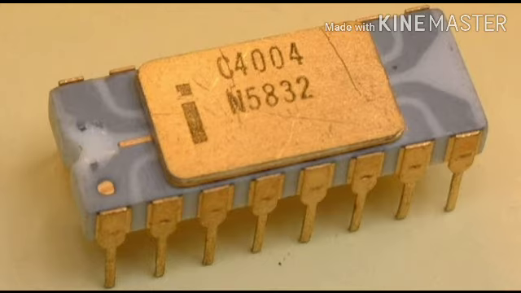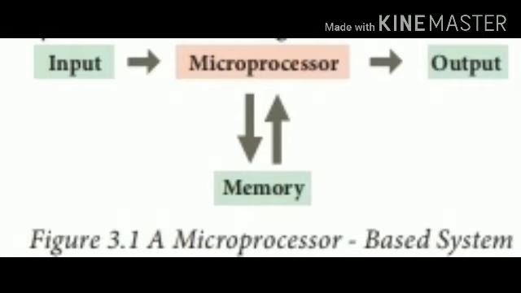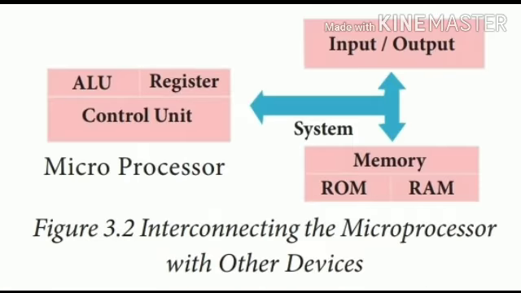This is the block diagram of a microprocessor. First we give the input to the microprocessor, it processes the input and then gives the output, and then stores the instructions in the memory for further processing. And then how the microprocessor is interconnected with other devices. The system bus is a bunch of wires. It is the collection of address bus, data bus and control bus. This system bus serves as a communication channel between the microprocessor and other devices.